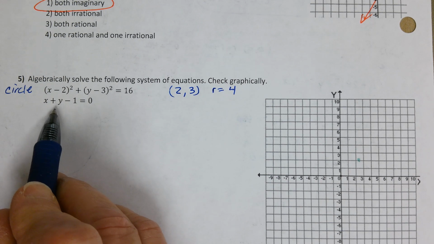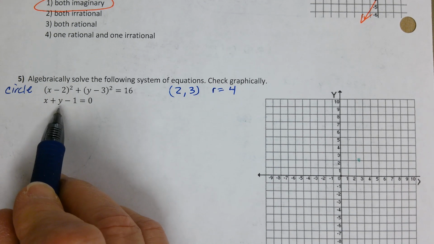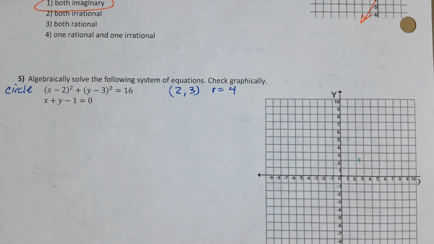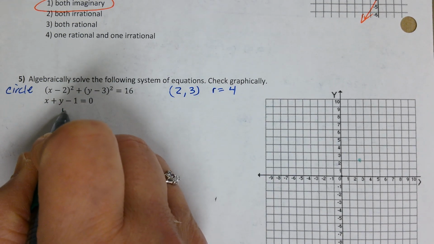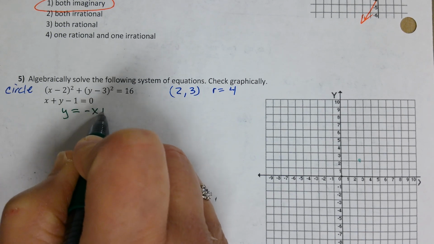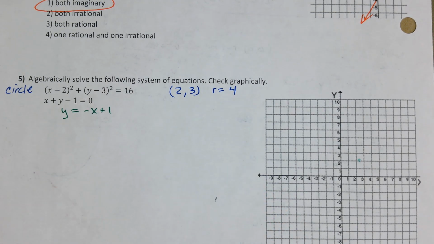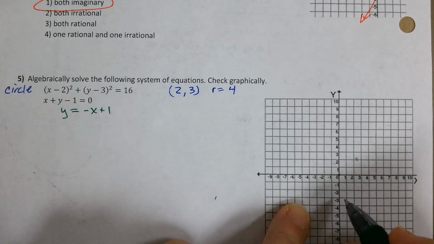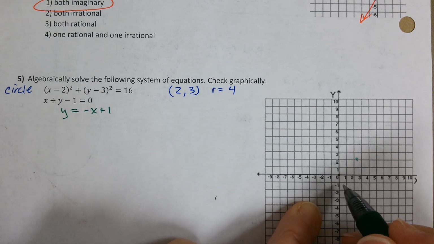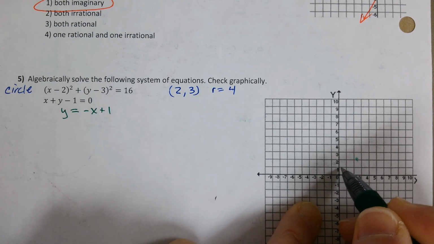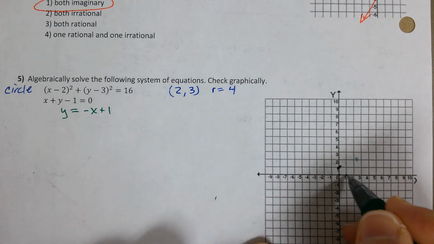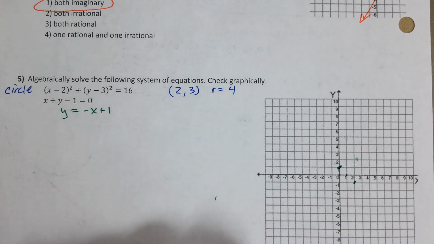And then we have our line. Let's get y by itself. Let's subtract x and add 1. So we'll have y equals -x plus 1. I think I'll actually just go and graph these before we solve algebraically. Y-intercept is 1 for our line, and slope is -1, down 1 over 1.